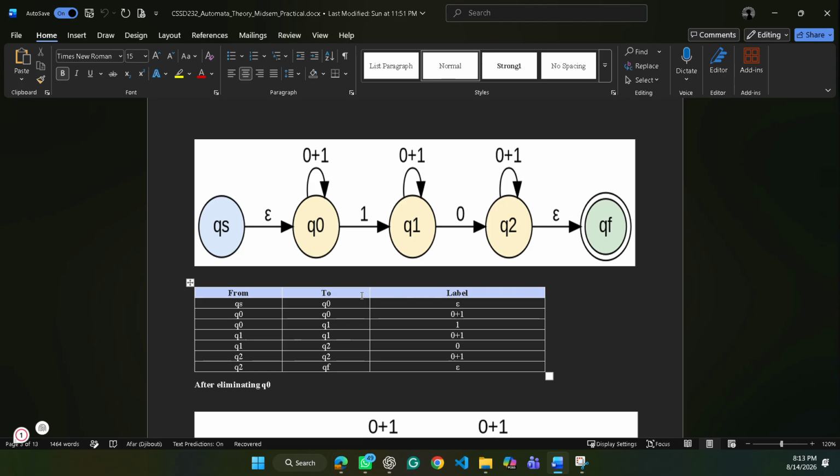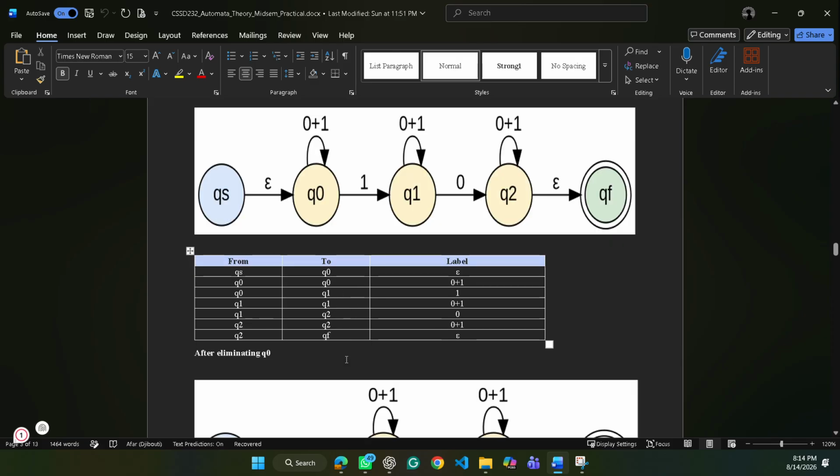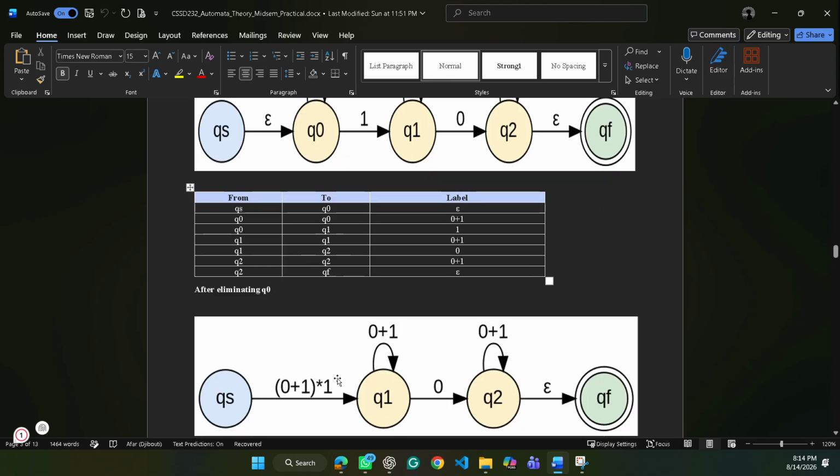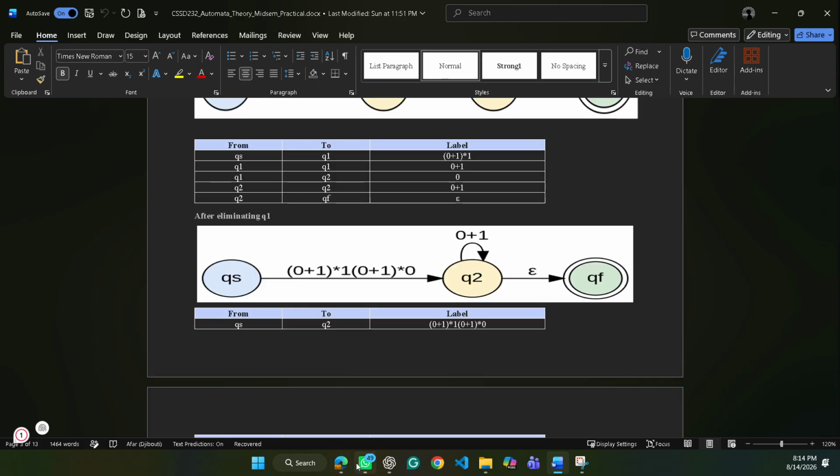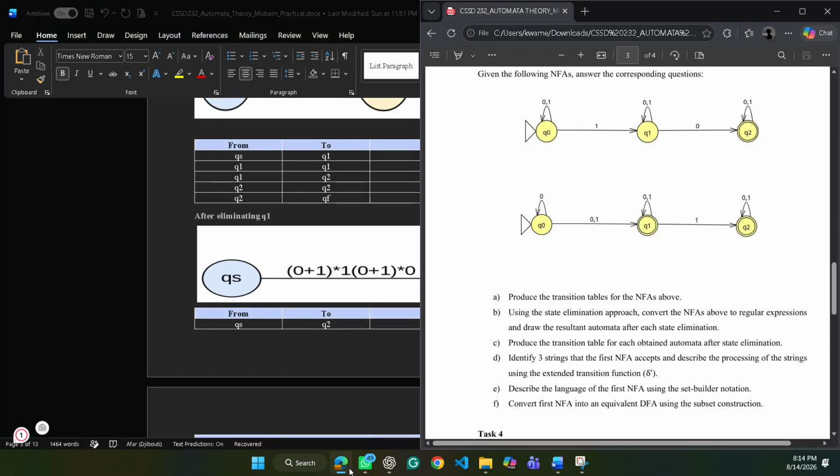The same process is followed for NFA2. For this, it's just something simple. If you had QS and you receive an input of epsilon, where do you go? That's what you're doing here, an epsilon transition and things like that. So that's what we did for NFA2. Exactly. Let's go to the next question.